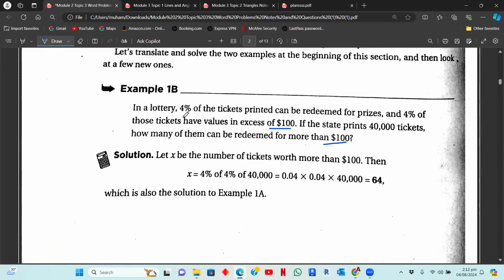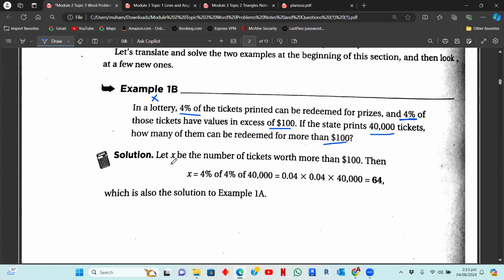So now they're saying that you have a total number of tickets. Let's say the total number of tickets was X, because you don't know the total amount, right? 4% of the tickets printed can be redeemed for prizes. Out of the total number of tickets that you have, 4% can be redeemed for prizes. And then out of those 4% of tickets, 4% of them can have values of $100 or in excess of $100. Now they're saying if the total number of tickets printed was 40,000, how many tickets can be redeemed for more than $100 of value? Okay.